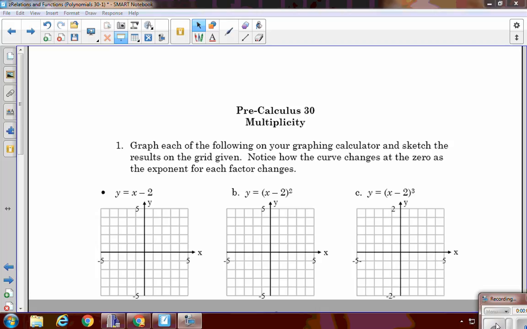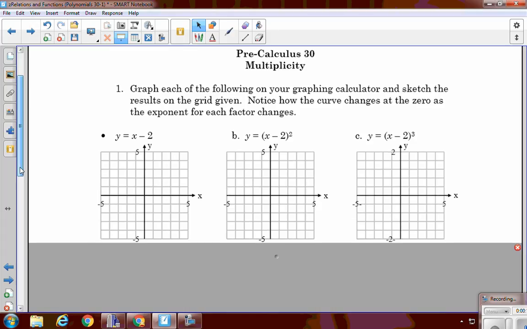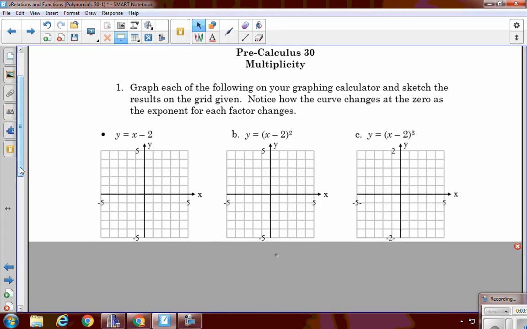This lesson is going to examine how the exponent on a factor affects the behavior of the zero at that point. So we're going to look at three graphs to start with here. And the first graph is something from grade 10. This is a linear graph. Now the factor is x minus 2, which is basically like x minus 2 to the first power.